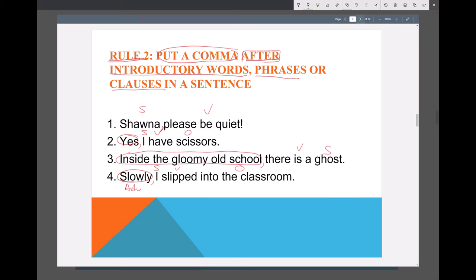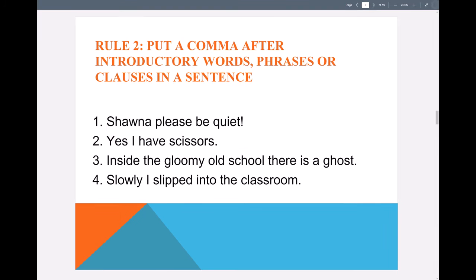So we have 2 rules so far. Connect 2 independent clauses with a coordinating conjunction, and put a comma after an introductory word. More rules to come.